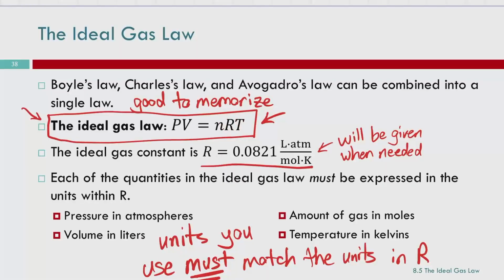Instead, we have this value R, which has a whole lot of units, and our units need to match these units. So the values that we use for P, V, n, and T have to match what we're using with our ideal gas constant. Typically, we are going to be using the ideal gas constant that we see here or something that looks like it. You can find ones with more decimal places if you need or want them.